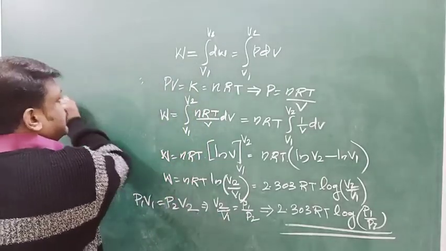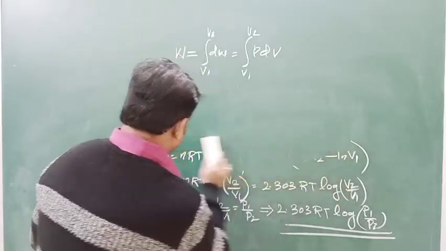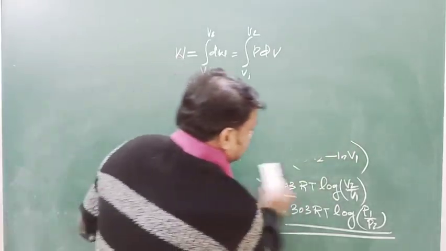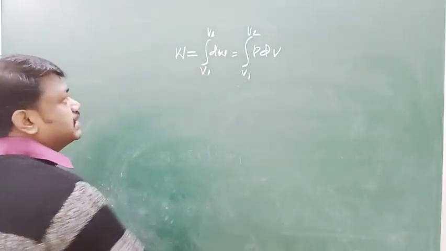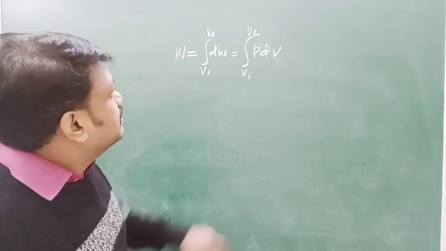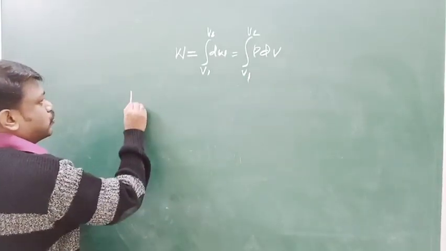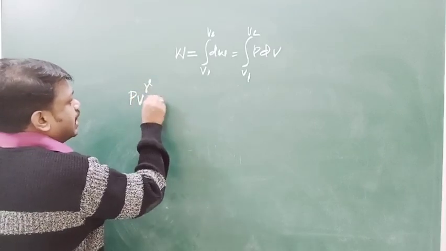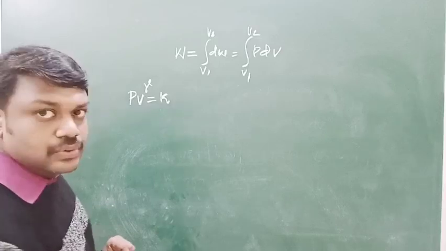So again, we are proceeding with the same equation. W is equal to integral V1 to V2 P dV. But here, for an adiabatic process, the equation is P V power gamma equal to constant.